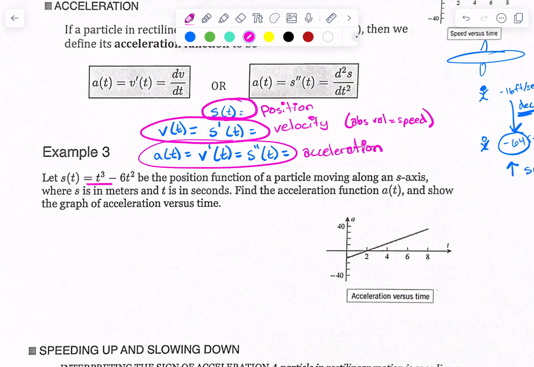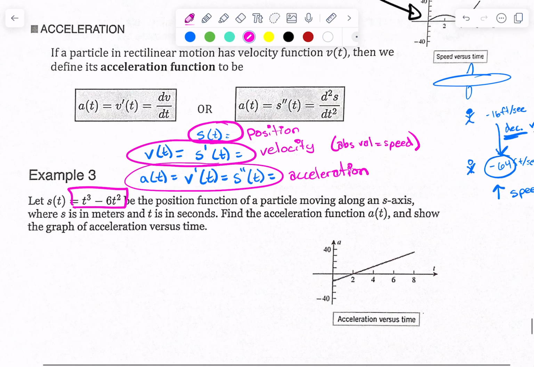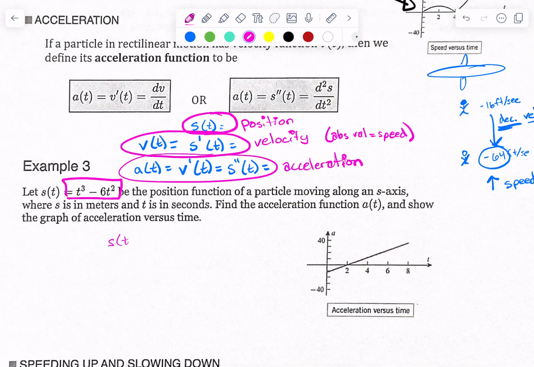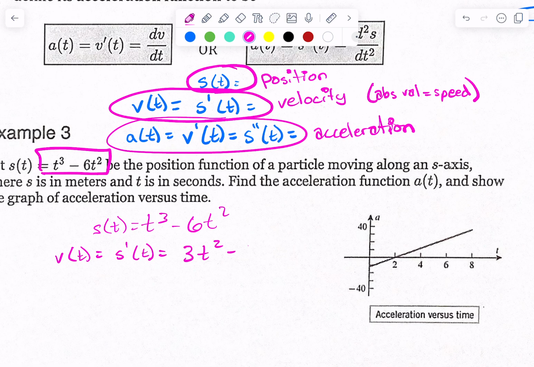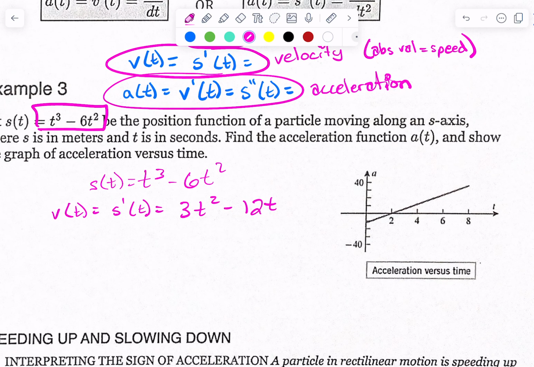So here is my position function again, same position function as I had before. So I'm just going to write this all out. s of t equals t cubed minus 6t squared. That's my position function. If I do the velocity, that is s prime of t, which is 3t squared minus 12t. Okay, that's the second graph that we looked at. If we wanted the speed, we would do the absolute value. Now, if I want the acceleration, like how I'm accelerating, right, that is the derivative of the velocity, which is the second derivative of the position, which is 6t minus 12.